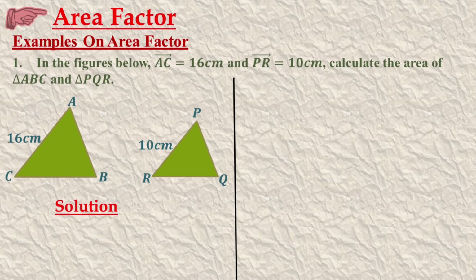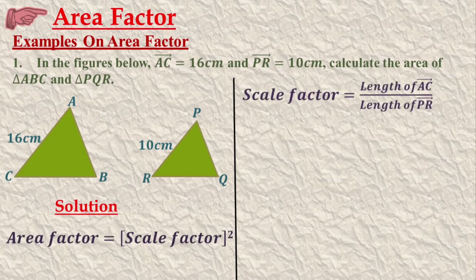Remember that the area factor is the square of the scale factor, and the scale factor is the ratio of the lengths of the corresponding sides. In this case, it is the length of AC all over the length of PR. From the question, the length of AC is 16 cm and the length of PR is 10 cm. Therefore, the scale factor will be equal to 16 all over 10. 2 into 16 is 8 and 2 into 10 is 5. Therefore, the scale factor will be equal to 8 all over 5.